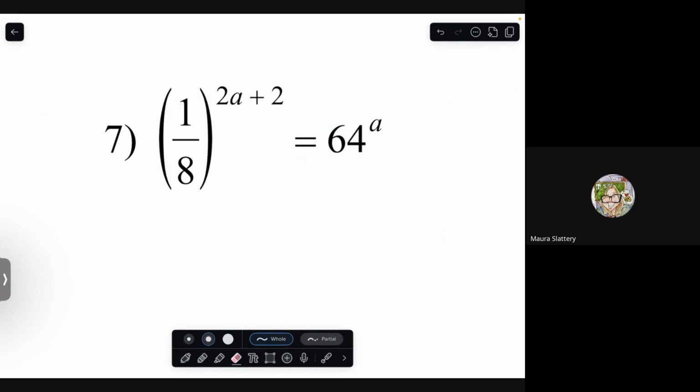But does everyone see that we could do 2 to the 3rd, and then I don't even know what does that end up being? 2 to the 3rd, 64. It's early in the morning.